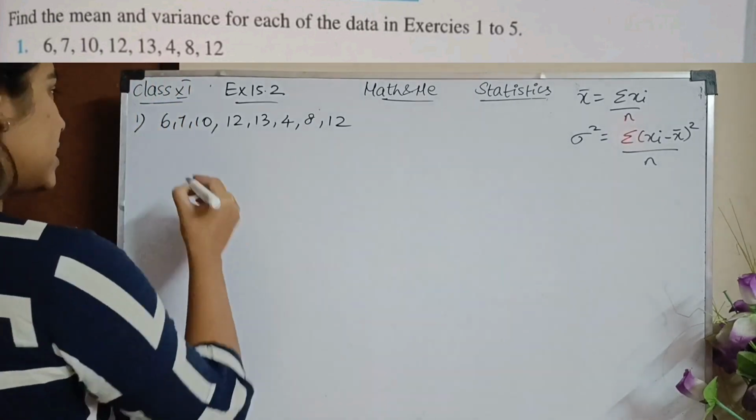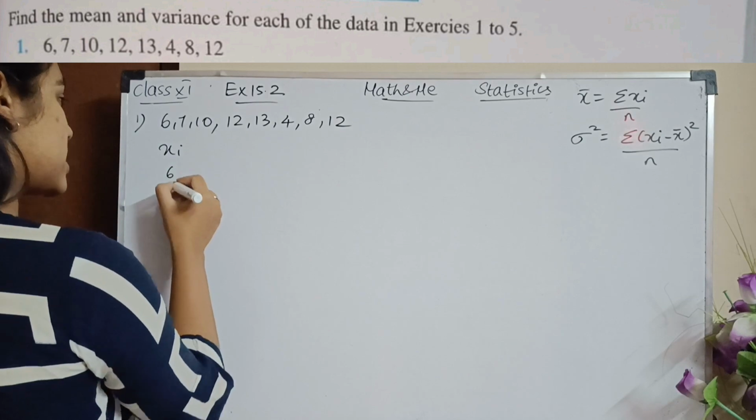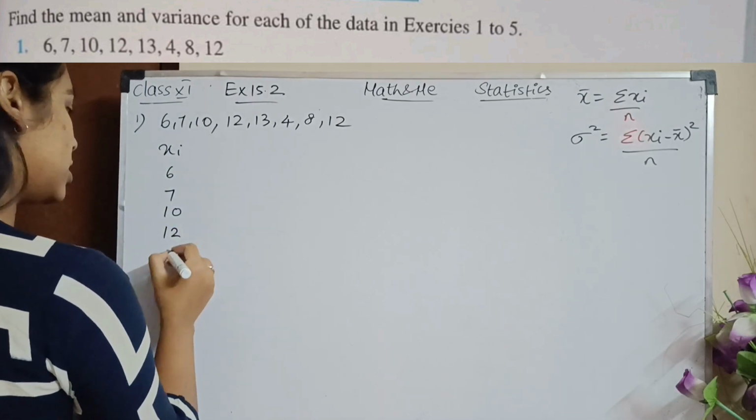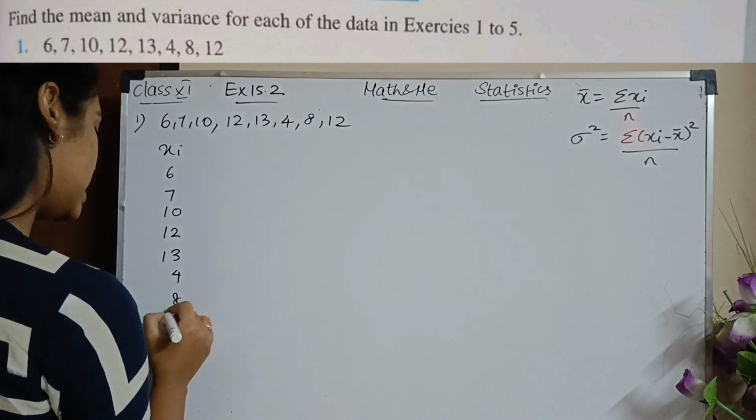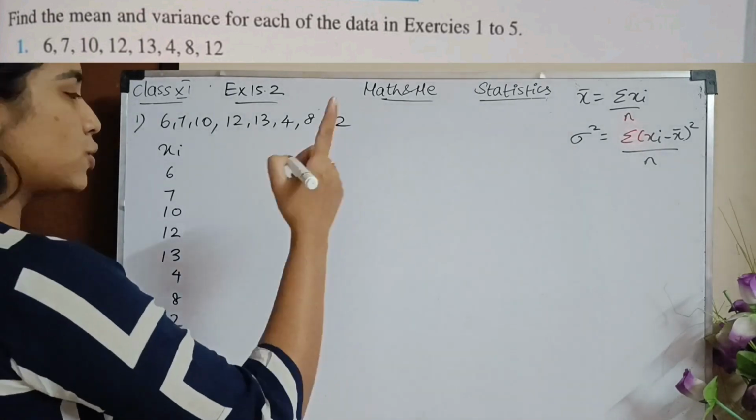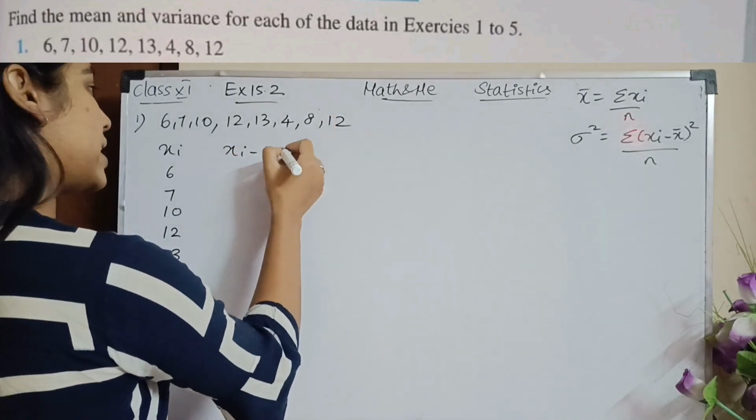So, these are your data. Let me write down the xi values like this. So, 6, 7, 10, 12, 13, 4, 8 and 12. So, these are my xi values. I need my xi minus x bar column.